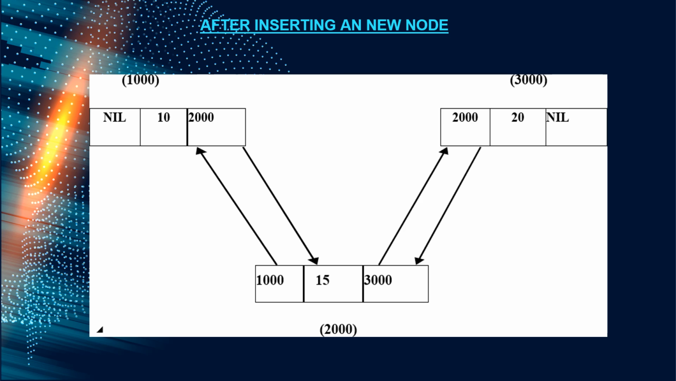The diagram gives the picture representation of the doubly linked list after inserting a new node P, and the address of the new node is 200 and the value being inserted is 15 in this diagram.